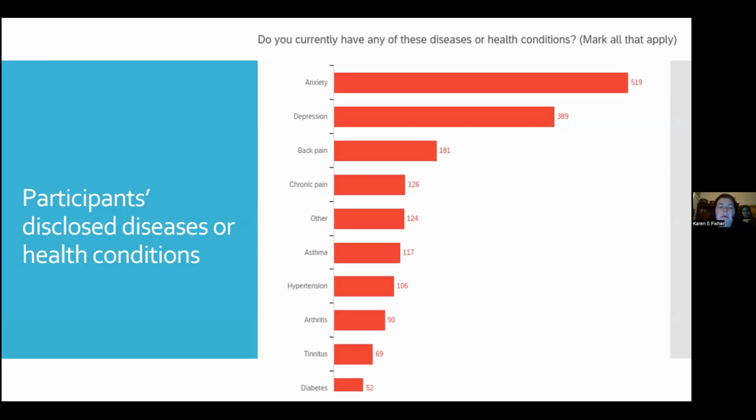So to get a really good idea of how people are dealing with stress and where people are starting from, we've asked participants to disclose their diseases or health conditions. And you can see at the very top, people have been dealing with anxiety and depression, back pain, chronic pain, as well as asthma, hypertension, arthritis.